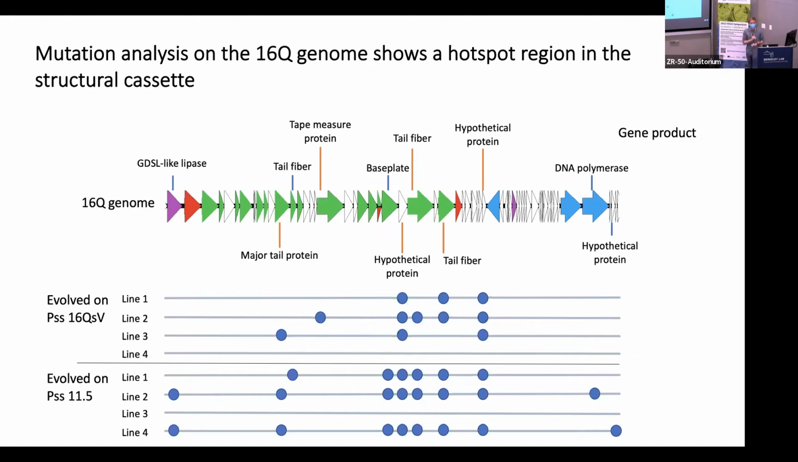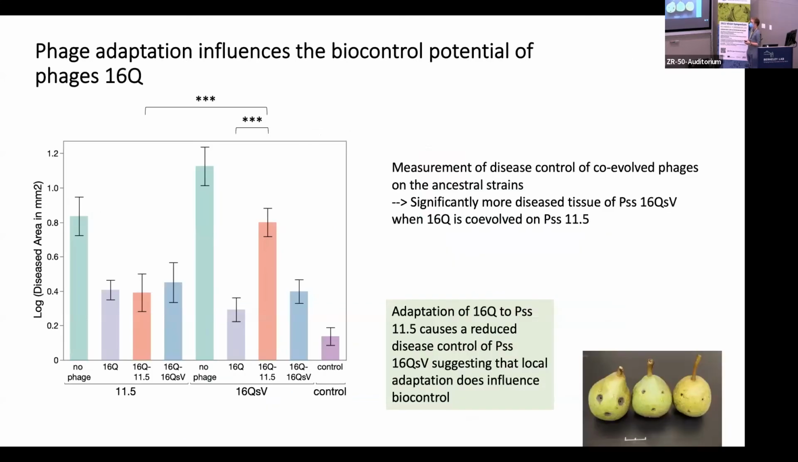But of course, the next question that we asked ourselves is, what is the relevance of these mutations? Do we see that this local adaptation is also represented in the efficiency of our phages to limit the disease outbreak in the pairs? So what we did is we combined our phages from the evolution lines together, and we did our infection assay again. Let me walk you through this graph here. Again, we have our control with no bacteria inoculation. We have here our allopatric strain 11.5, and here are the co-evolved phages.